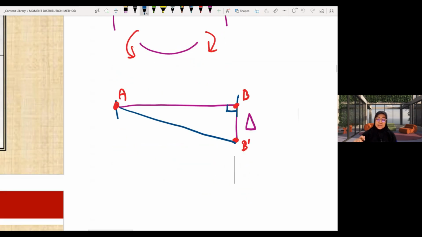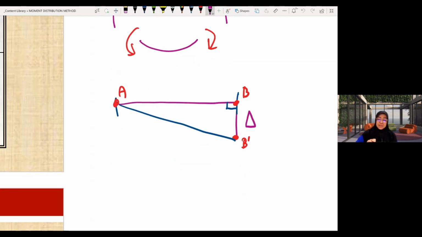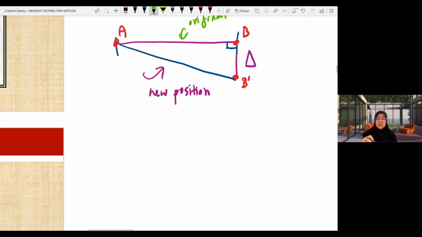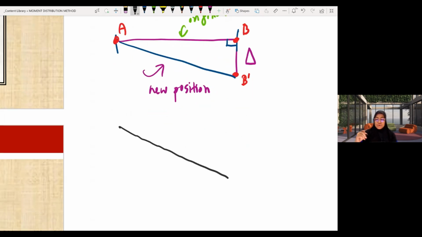So this is the new position of the beam. This is the original, and the original position of the beam is horizontal. A beam is always a horizontal member. So the new position after side sway. Okay, now just focus on the new position. This is the new position.